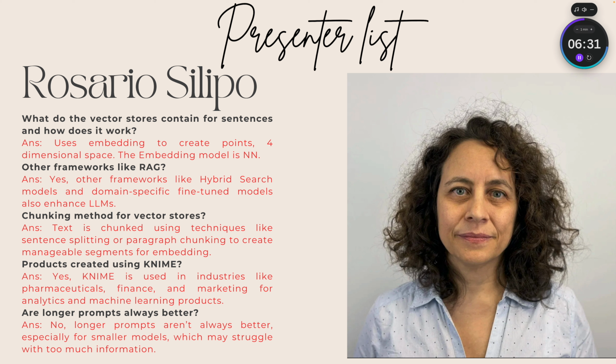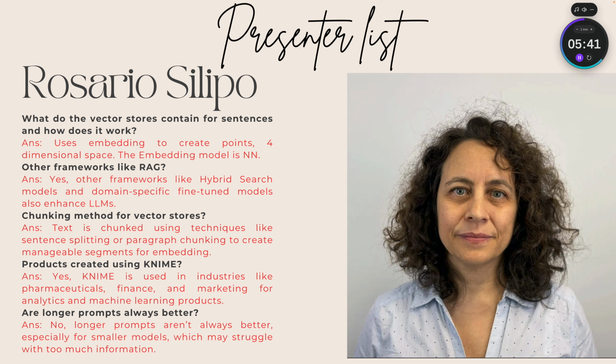where she assigned time to answer questions. I asked her how the vector stores contain sentences. How does it work? What do the vector stores do to contain the sentences? She talked about embedding and the embedding model, which is basically a neural network, and she showed us how it creates points in four-dimensional space for the sentences in order to be chunked, which leads to the chunking method for vector stores. Once the embedding model chunks the sentences, using techniques like sentence splitting or paragraph chunking, it is passed on to vector stores, which hold this important information. The reason the chunking happens is because we don't want to pass in too much data, which is hard for the LLM to process, right?